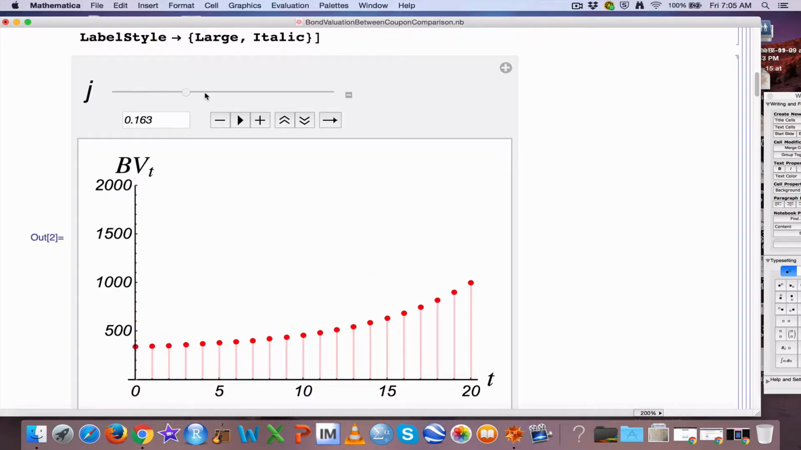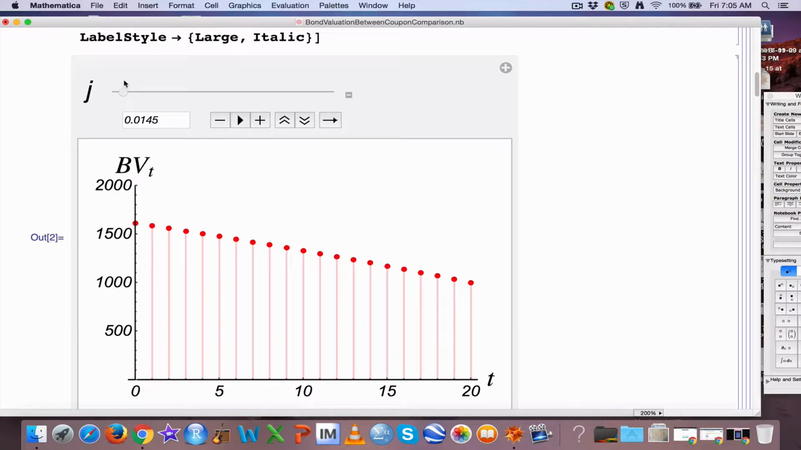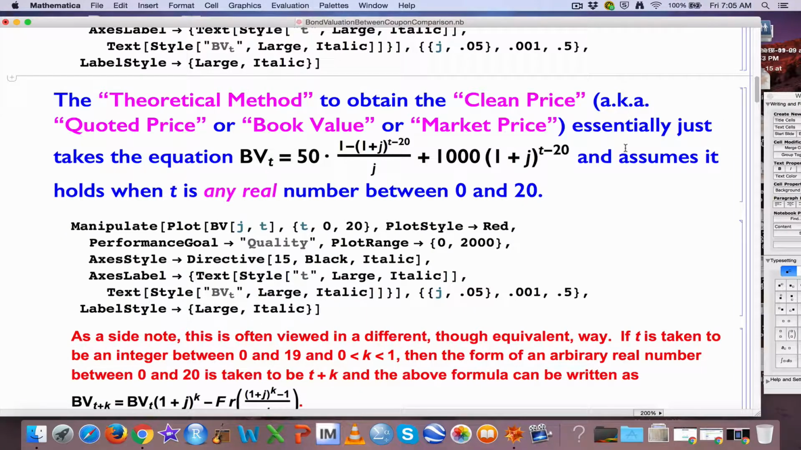You can change j and see those changes. You can play this, though that's not super relevant in this context in Mathematica here, but it is kind of neat that you can see those changes. That's pretty powerful.